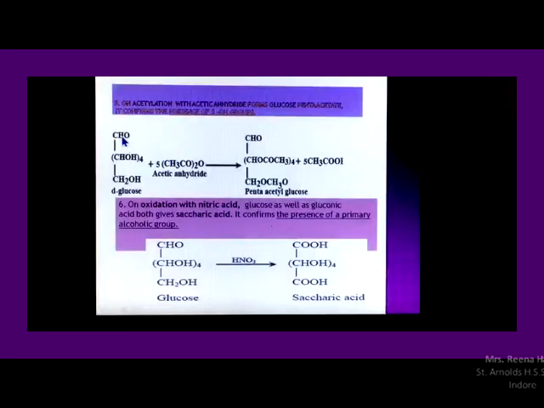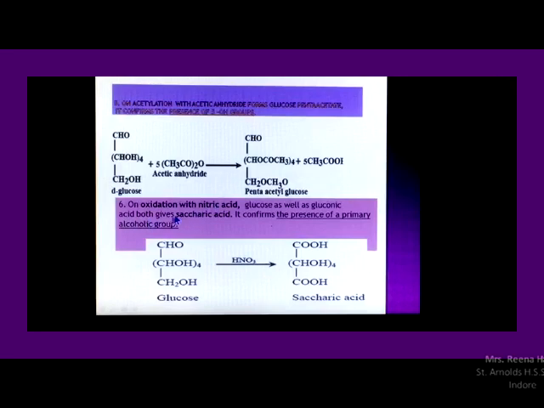Coming on to the next, on acetylation. On treating with acetic anhydride, glucose converts into penta-acetyl glucose. That means all the 5 hydroxy groups get substituted by the acetyl group. And this is how it confirms the presence of 5 OH groups.